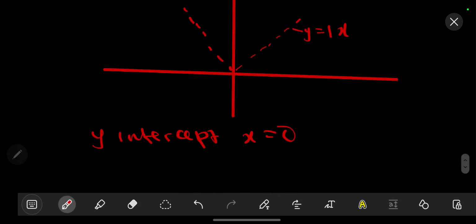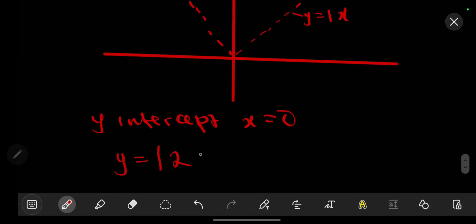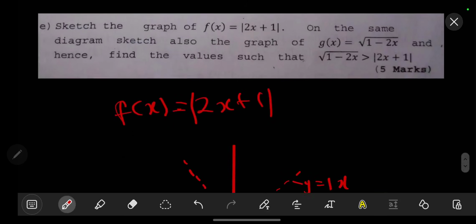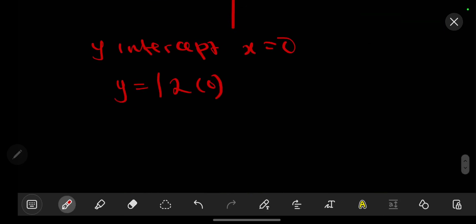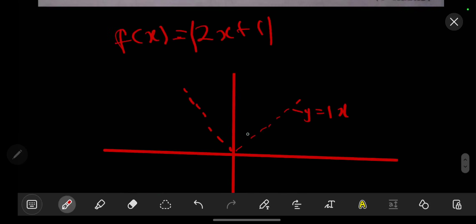So get 0, put it there. We are going to have y equal to the absolute value of 2 times x, where we put x as 0, then plus 1 like that. So y is equal to 2 times 0 is 0, plus 1. So y is equal to 1. So this graph passes at positive 1 like that.